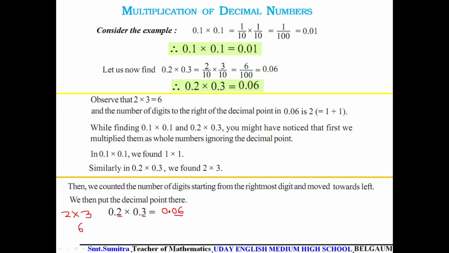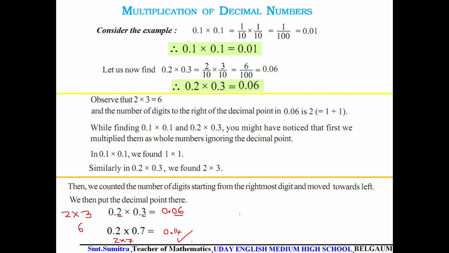You take one more example, 0.2 into 0.7. So first you multiply 2 into 7. This answer is 14. After the decimal point 1, and here after the decimal point 1. So in the answer after the decimal point, there must be 2 digits. Here already 4 is there. So I'll write simply the point here. 0.14 is the answer.